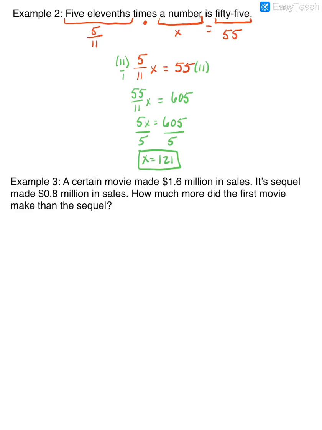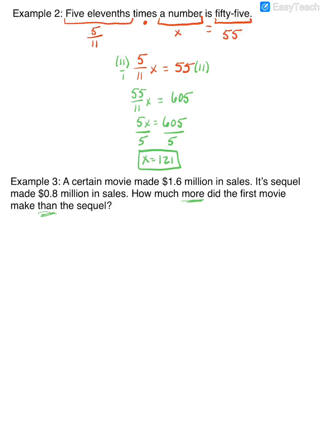So here I want to use the words that are given to me. So it looks like how much more. So they told me what both of them made. I want to kind of know what the difference between the two is. And that's a key right there, difference between the two. And they also use the words more than. So hopefully you've seen that phrase before when we're using addition. So there should be some type of addition here.